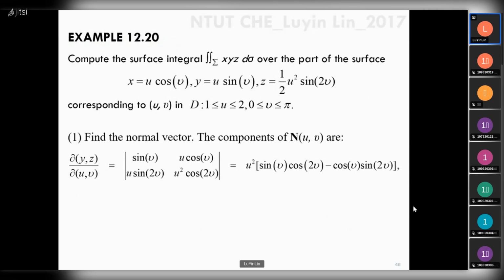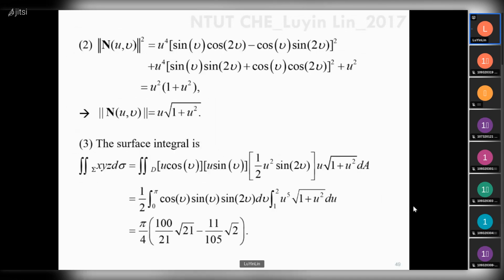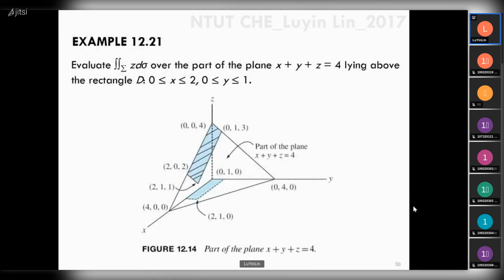So yesterday we ended at this example. Let me show you another example. Okay, let's go to slide 50, Example 12.21. Evaluate this surface integral.